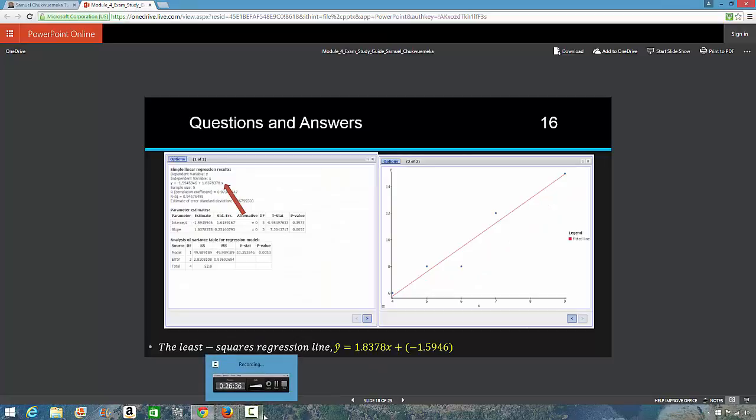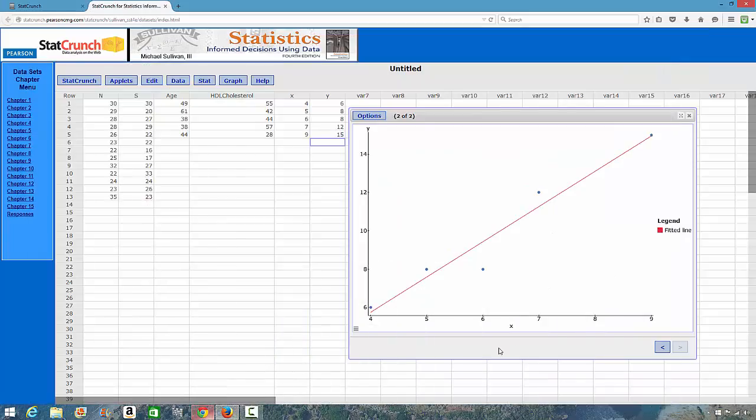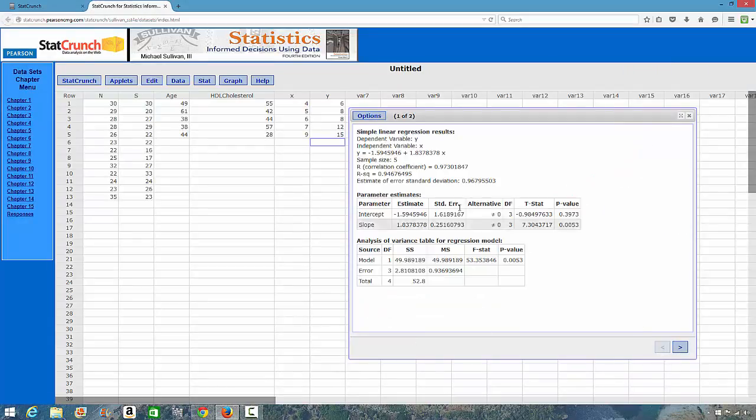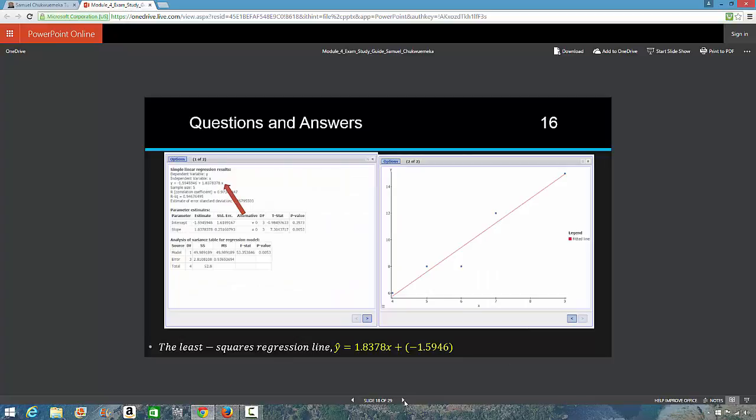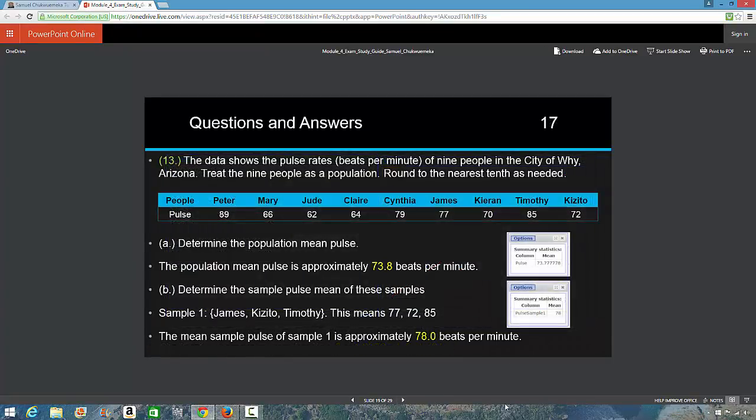As you can see, if you look at the correlation coefficient here, it has a high positive correlation, 0.97301847. Okay, any question? Hope you understand it.